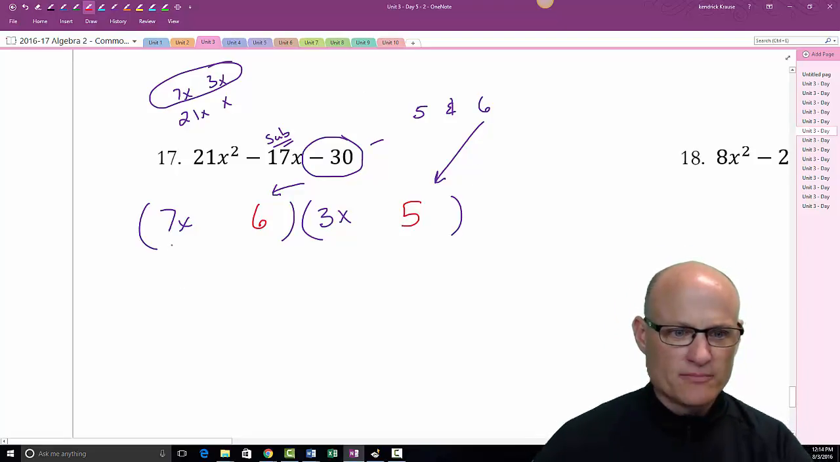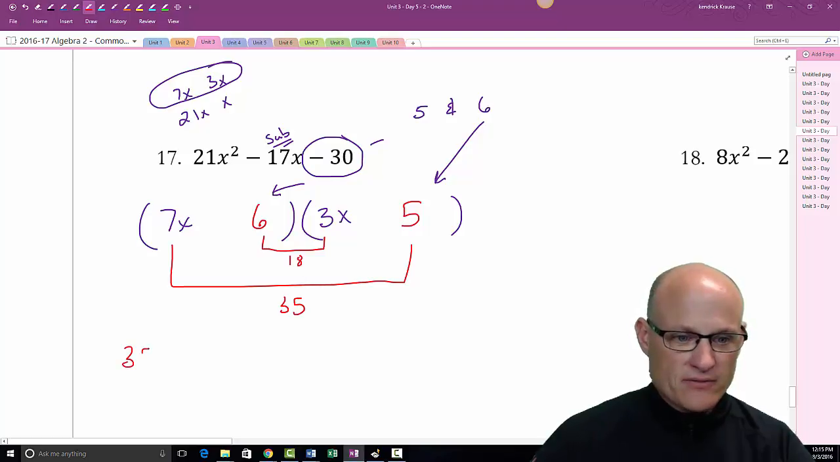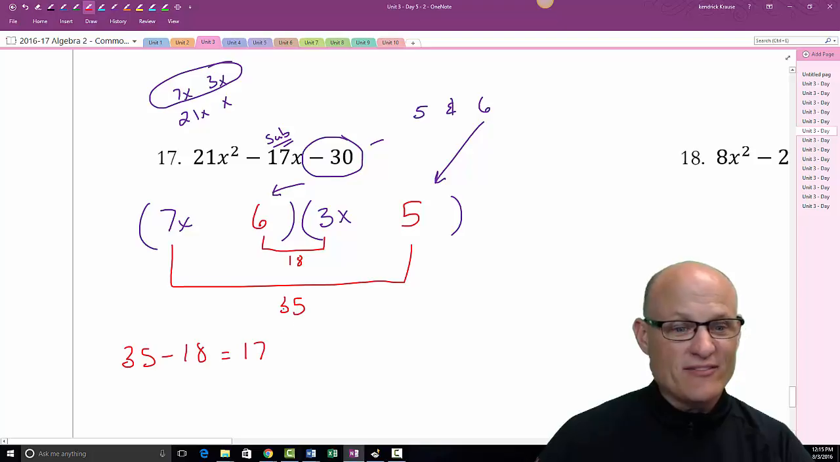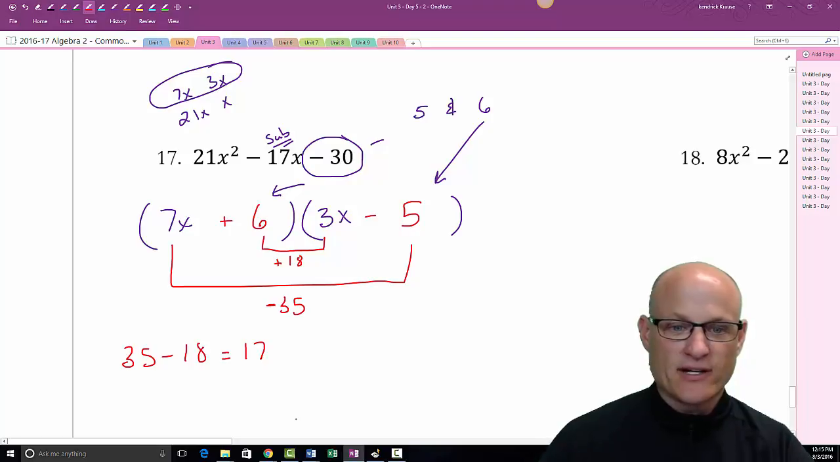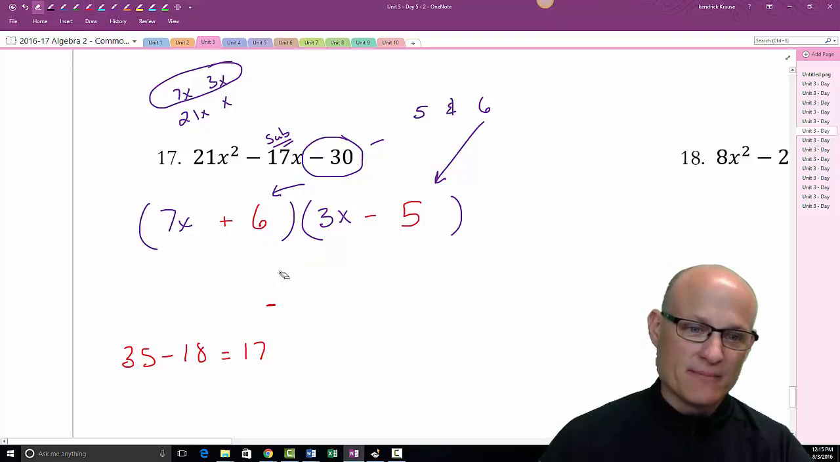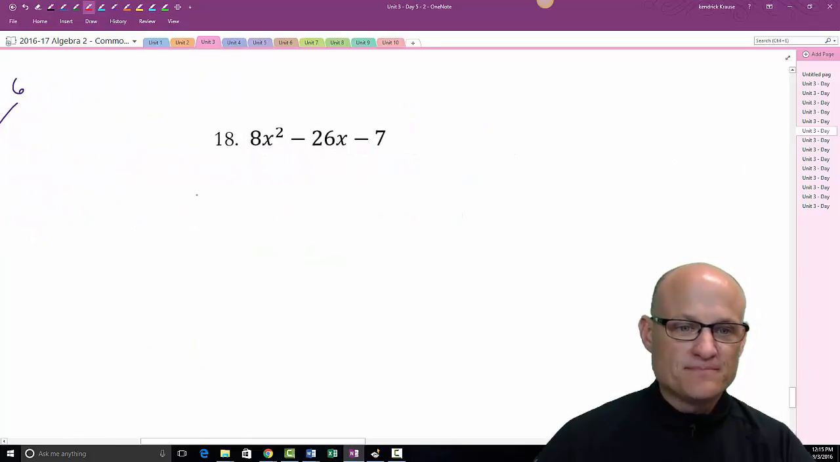Now let's see if that works. That's 35. And that's 18. 35 minus 18 is 17. But I don't want 17. I want negative 17. So in this case, the larger thing has to be negative and the smaller thing has to be positive. So we'll put a plus there and a minus there. Yay, that wasn't too bad. Got it first time. All right, almost done.